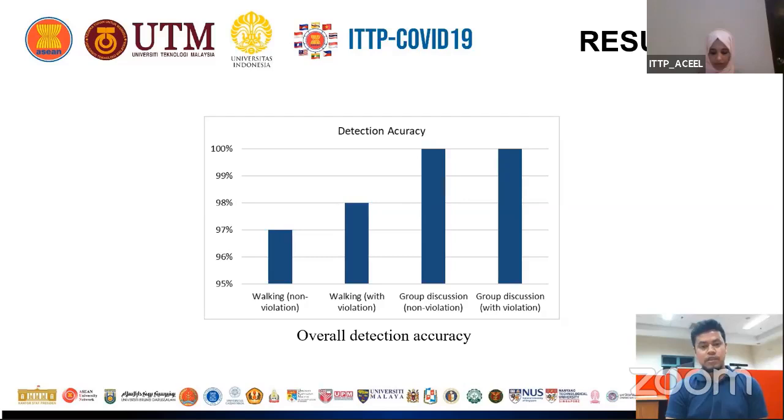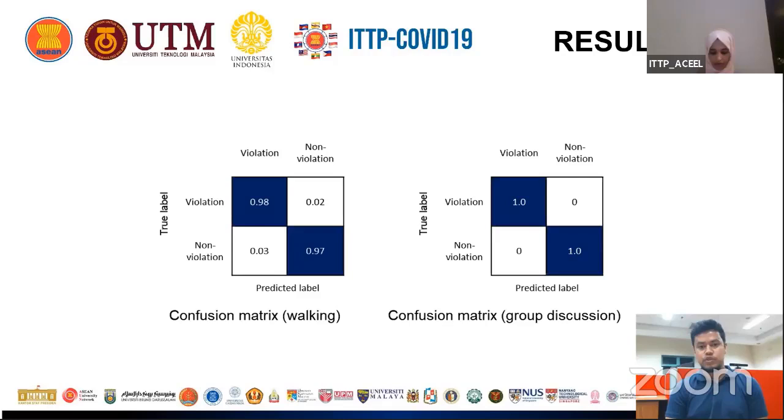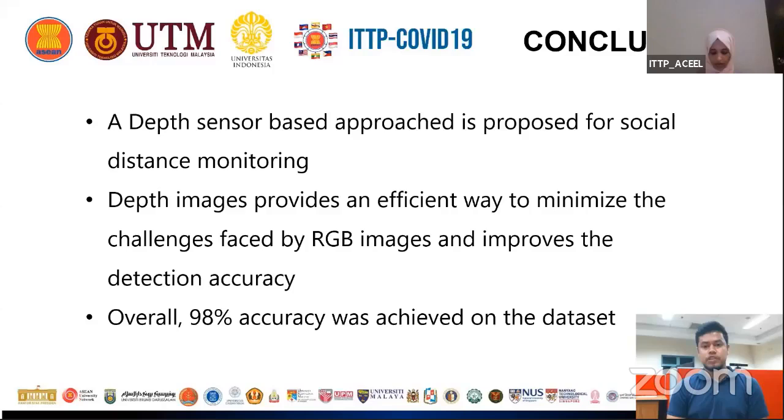We also translate our findings into a confusion matrix that shows that in most cases, the results are rightly identified. A depth sensor-based approach is proposed for social distance monitoring. A depth image provides an efficient way to minimize the challenges faced by RGB images and improves overall detection accuracy. The proposed method achieved an overall 98% on the dataset we recorded.